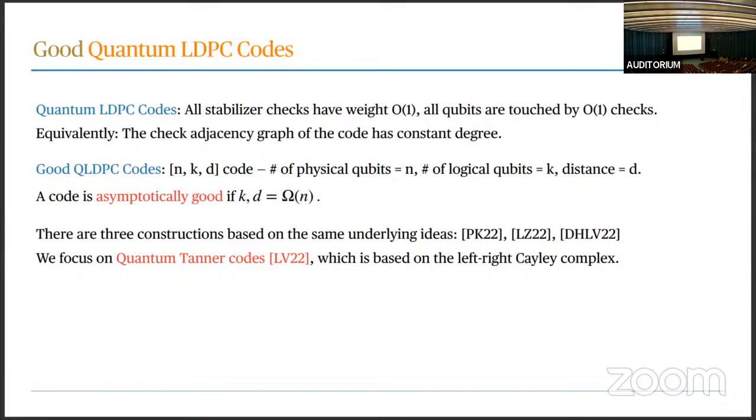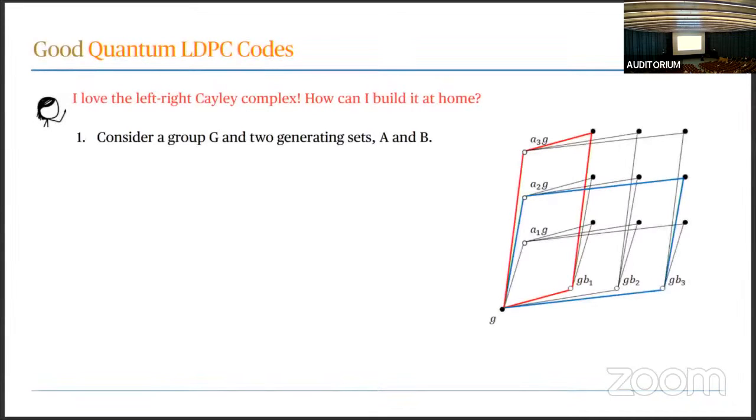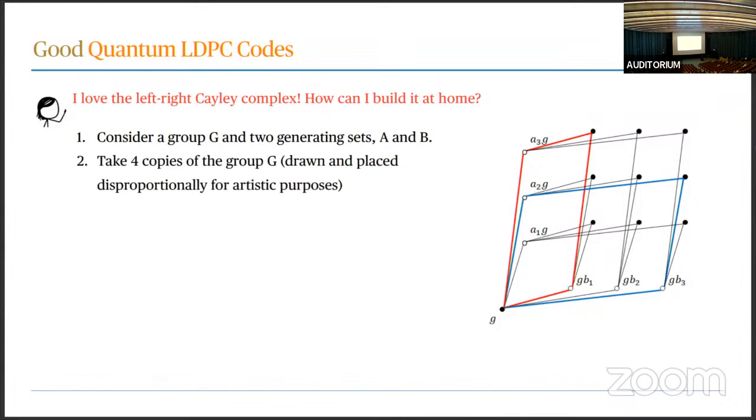Okay, great. So let me start with the left-right Cayley complex. I'm sure we have heard a lot about the left-right Cayley complex, and the construction is not very simple to understand. Here, I want to really sketch the important intuition of what the left-right Cayley complex is while hiding a lot of the technical details. So how do you build it at home? Well, you take a group G, and you take two generating sets A and B. And what you do is you take four copies of the group G. In this case, I'll draw them a little disproportionate because this figure here, I'll tell you later, is really only the local neighborhood of one vertex.